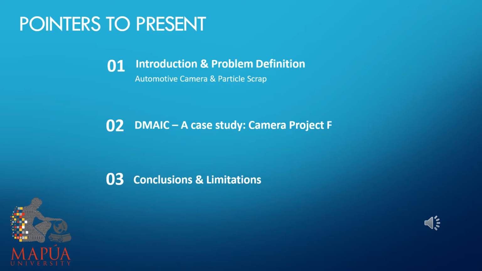On this slide, we have our pointers to present. As you can see, we have three. We will be discussing first the introduction and problem definition, and second, the DMAIC approach itself, a case study for the particular camera project F, because during this research, I used actual data from this project. And lastly, we will be having our key points through conclusions and limitations.